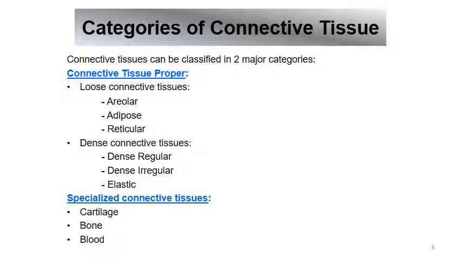Alright, so different categories of connective tissue. There's the loose connective tissue and the dense connective tissue, and then there are also the specialized connective tissues. Okay, so we're going to go through these different types. Again, we just need to know the main function and location for these.